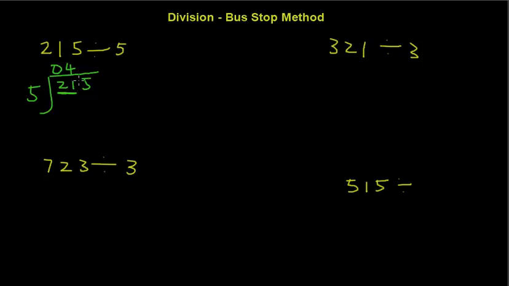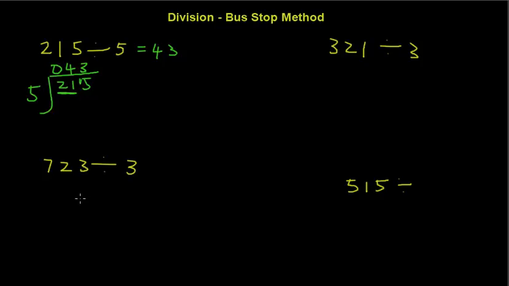So then we write our remainders right next to the next digit. So giving us 15 here. So then we ask ourselves how many times does 5 go into 15? And the answer is 3. So the answer to 215 divided by 5 is 43.